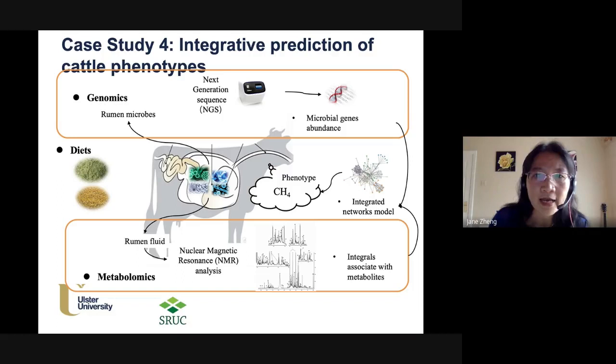I try to look at not just the genomics data, but also the metabolomics data, and look at the diet and methane as well. So the new thing in this PhD project is to look at the metabolomics information. So the idea, again, is that we want to use the network-based approach.